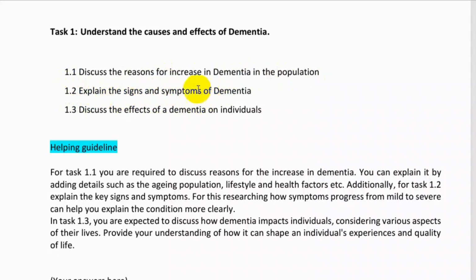These are basically the indicators which show whether an individual has dementia or not. Whereas for assessment criteria 1.3, you need to discuss the effects of dementia, which are basically the impacts. For example, if an individual has dementia, how does having dementia affect the individual's health, whether their mental health, their physical health, or their social relationships. So this is how you can discuss assessment criteria 1.3.